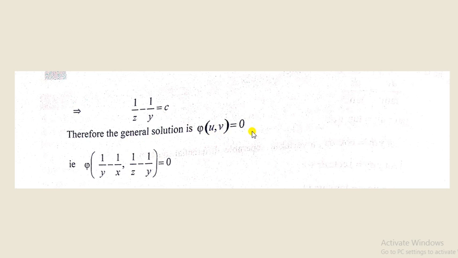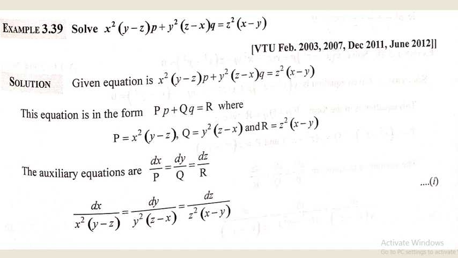Now we use the first and second results in phi of u, v form, which gives the general solution. So phi of u, v equal to 0, where u is the first result and v is the second result. So the first result is 1 by y minus 1 by x, the second result is 1 by z minus 1 by y. So that is the required solution.